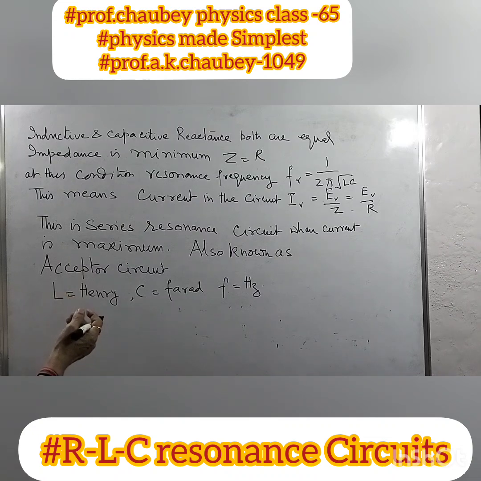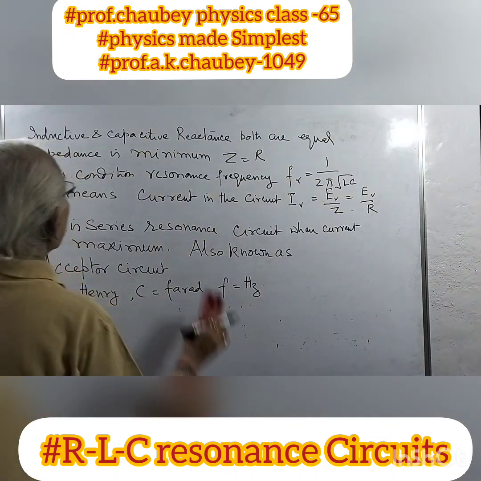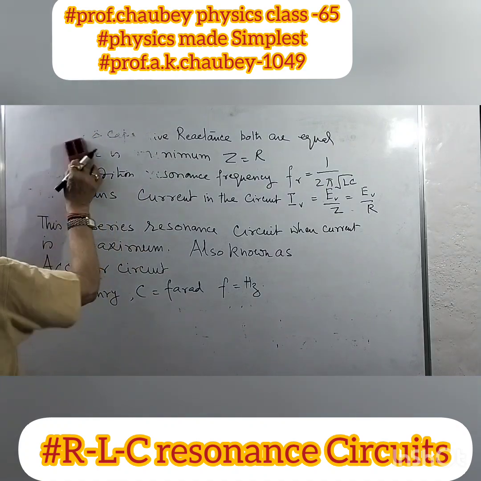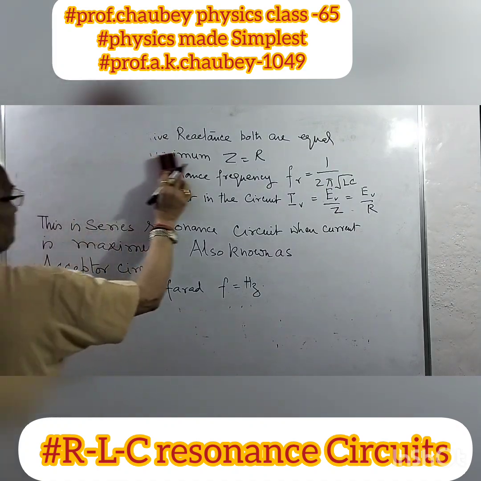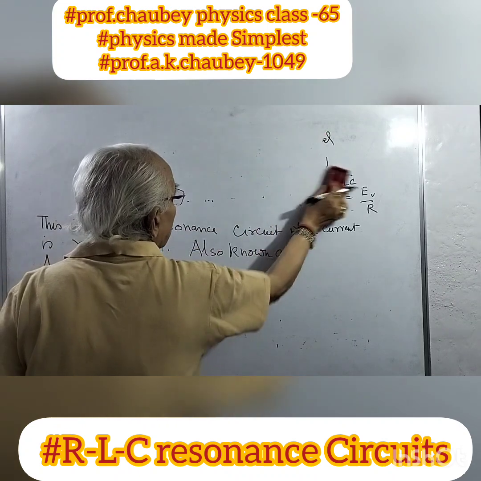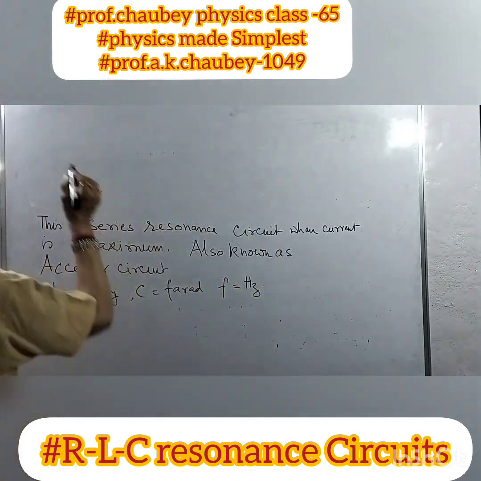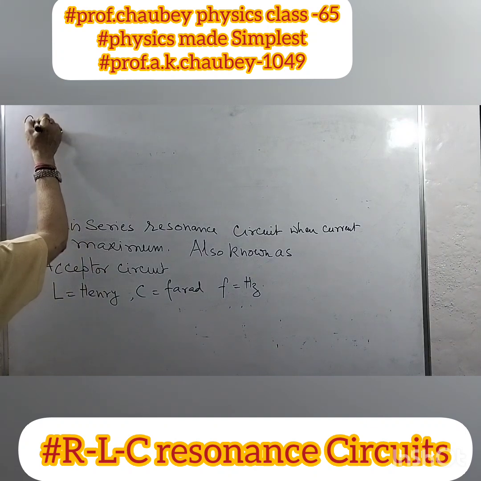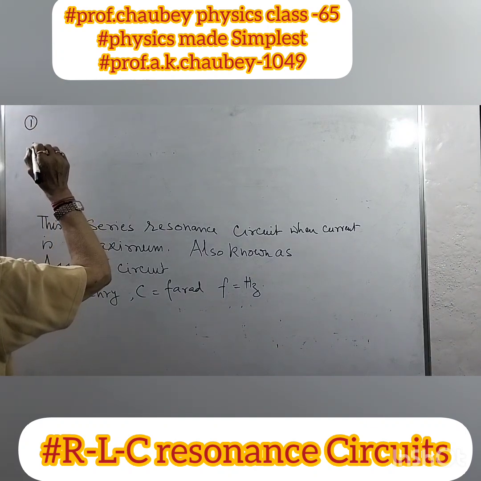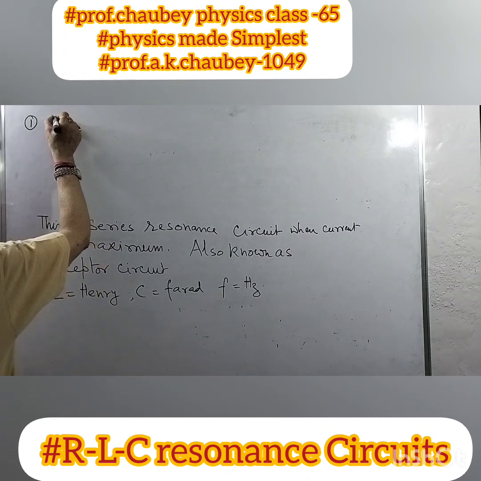The impedance of the circuit. So what do we conclude from this circuit? What are the main conclusions? For an RLC circuit for which power factor is 1, we conclude that the impedance of the circuit is minimum.